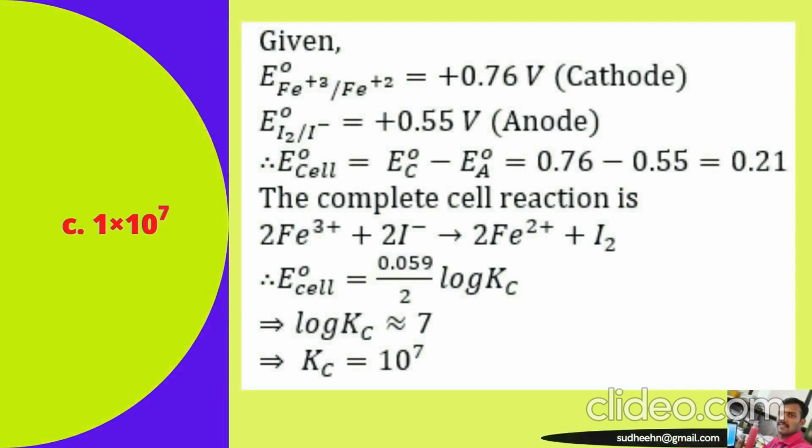And the right answer is option C, that is 1 into 10 to 7, because we know the relation E0 of cell is equal to E0 of cathode minus E0 of anode. Here we can decide cathode and anode: ferrous as cathode and iodine as anode. By considering the difference of those two, we get E0 cell equal to 0.21. Further, considering the complete reaction, E0 cell is equal to 0.059 divided by 2 log of Kc. By simplifying this, log Kc is approximately equal to 7, or Kc is equal to 10 raised to 7. So the right option is option C, that is 1 into 10 raised to 7.